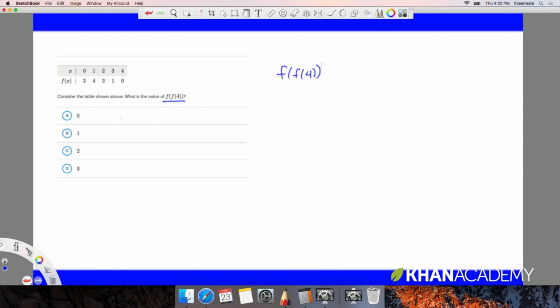So when you have a function notation question like this, the key thing to remember is that you want to work from the inside out. Now, what do I mean by that? I mean that the first thing you want to solve for is this f of 4, and then you can worry about the... let me just rewrite that.